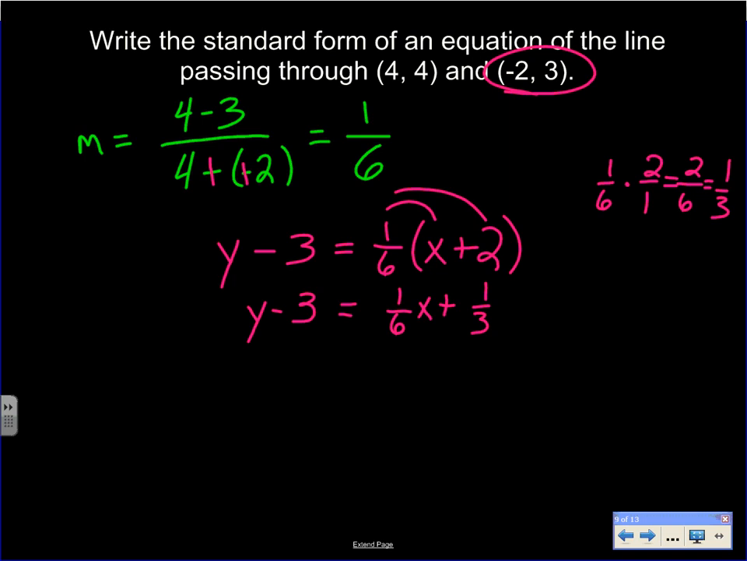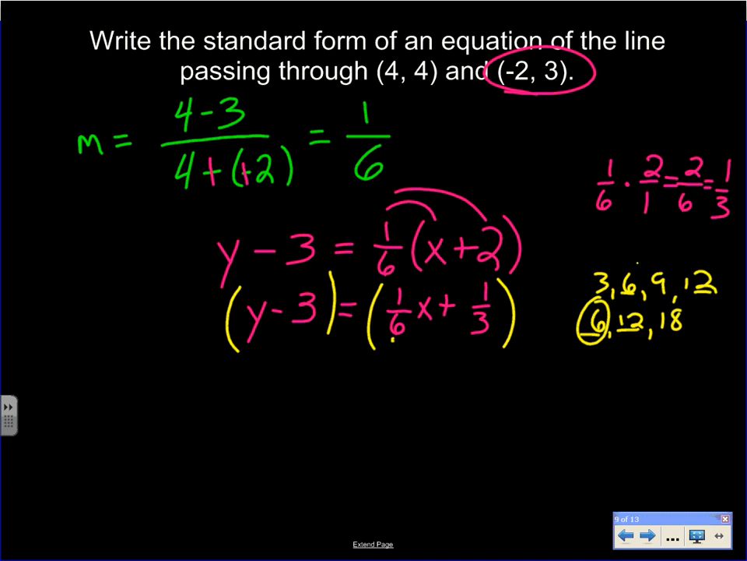Going back to our guidelines, guideline number 2 says no fractions, no decimals. So in order to get rid of the fractions, we multiply by the least common denominator. Multiples of 3 go 3, 6, 9, 12, multiples of the denominator 6 go 6, 12, 18, and we know 6 and 12 are what they have in common, but the smallest one is 6. So that's what we multiply both sides of the equation by, is 6.